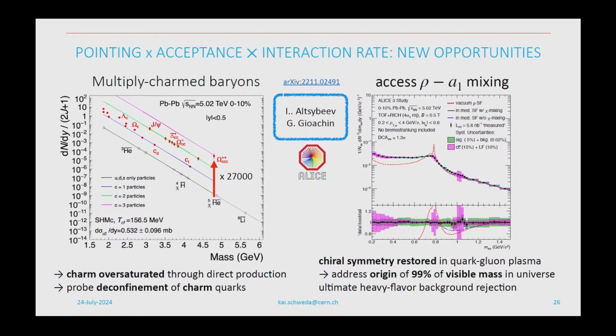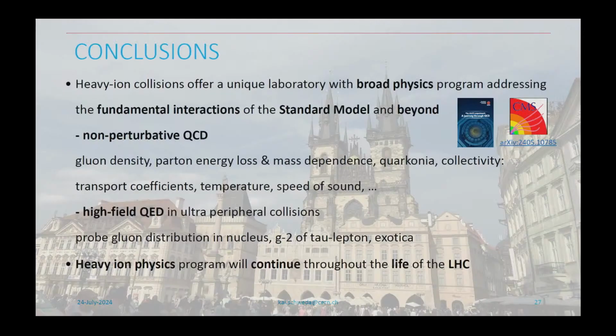To point out, the Higgs field gives 1% of the proton mass, since it generates the small current quark masses. 99% of all visible mass comes from the breaking of chiral symmetry in QCD. So I conclude: heavy ions offer a unique laboratory with an immensely broad physics program addressing all fundamental interactions in the standard model.